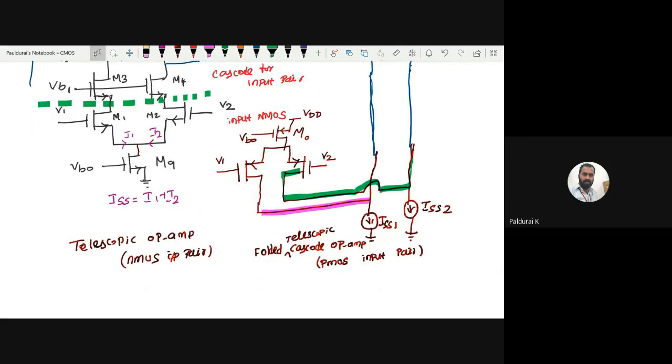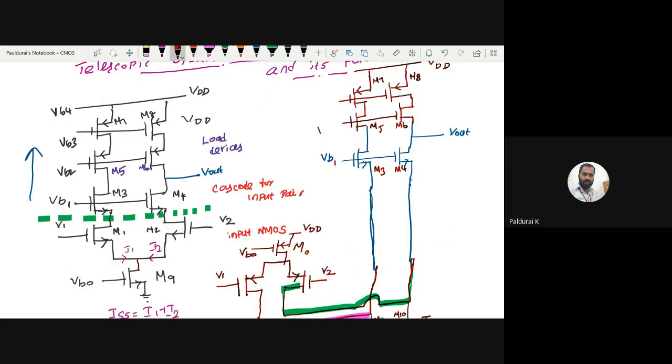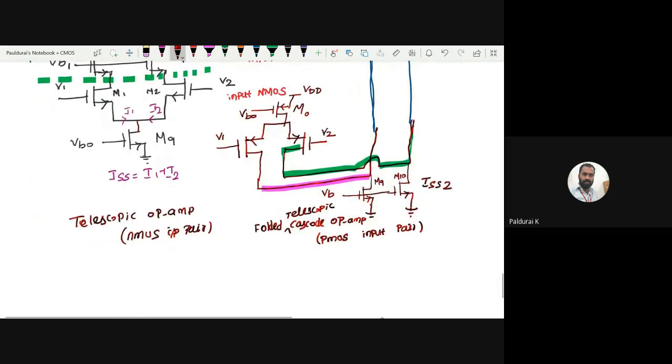What do we do with them now? Replace with a suitable transistor. Since it injects current from an arbitrary node to ground, ISS1 might be replaced by another NMOS. ISS2 also must be replaced by another NMOS. Let me call these M9, M10, and this is VB. The biasing voltages I have already given: take this as VB1, this as VB2, this as VB3, and this one can be VB4. These are all current sources to provide biasing.